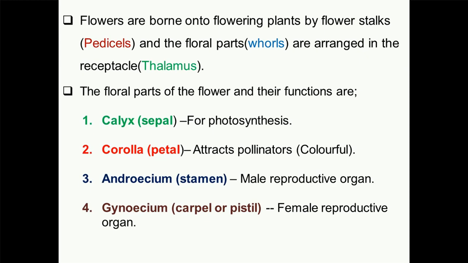Number 3 part is called Androecium. Now a single Androecium is called stamen, and this is the male reproductive organ or part of the flower. And the last one is called Gynoecium. A single Gynoecium is called carpel or pistil. It's the female reproductive organ or part of the flower.